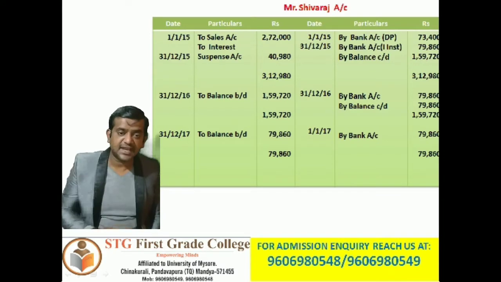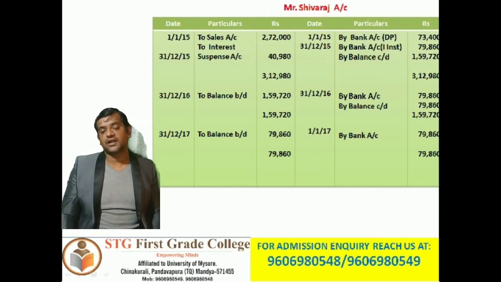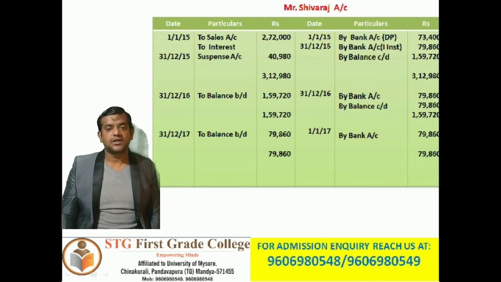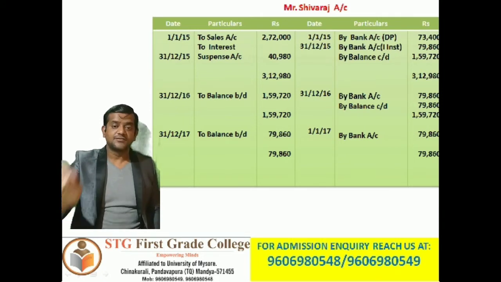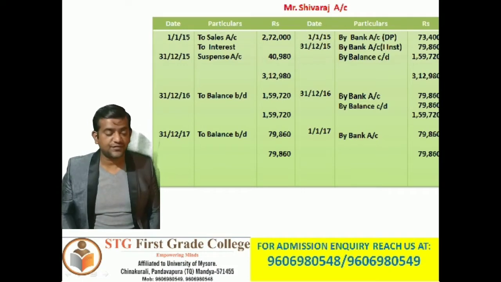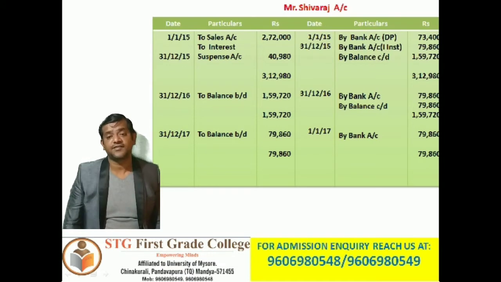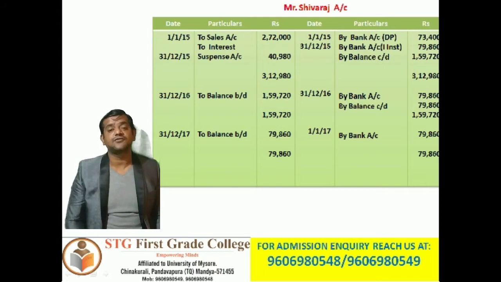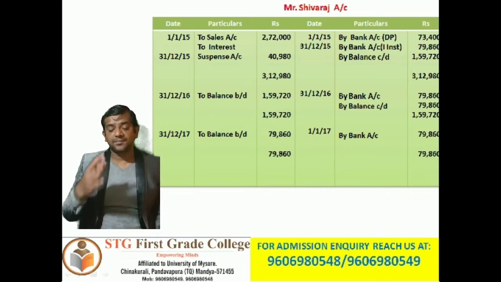So on the debit side, 1/1/2015 to sales account. So what is the sales value of the machine? 2,72,000. Sales amount is nothing but the cash price which we have calculated. Then 31st/12/2015 to interest suspense account. So we have calculated interest suspense also, 40,980.